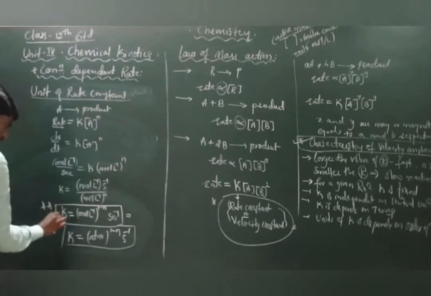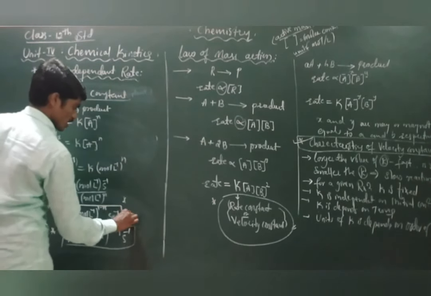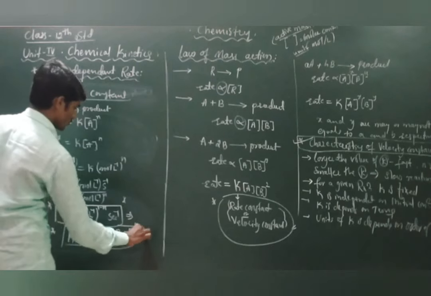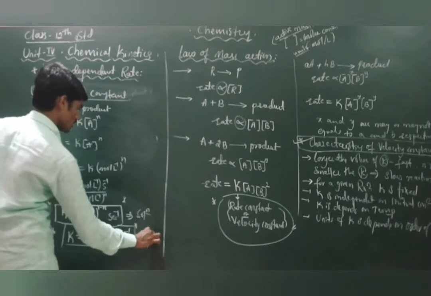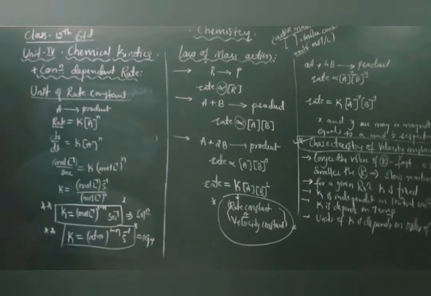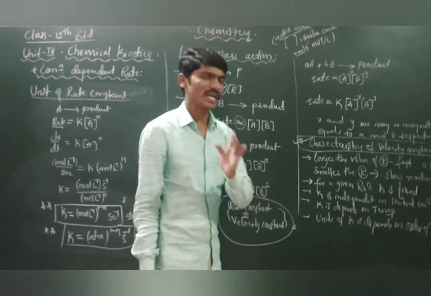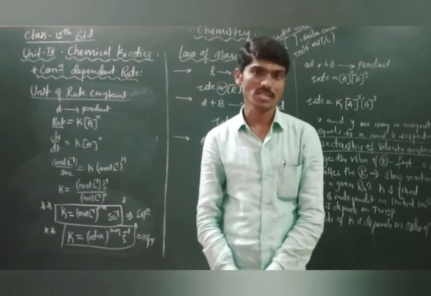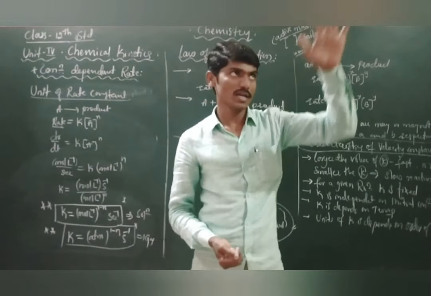Unit of K, velocity constant in solution phase and in gaseous phase. In gas phase ये solution phase में इसका unit है and ये gas phase में इसका unit है. Please note the unit of rate constant. अब देखिए यहाँ पर आपको दो पॉइंट आया है. One is rate of reaction and second one is rate constant. Can you find the difference between rate of reaction and rate constant?